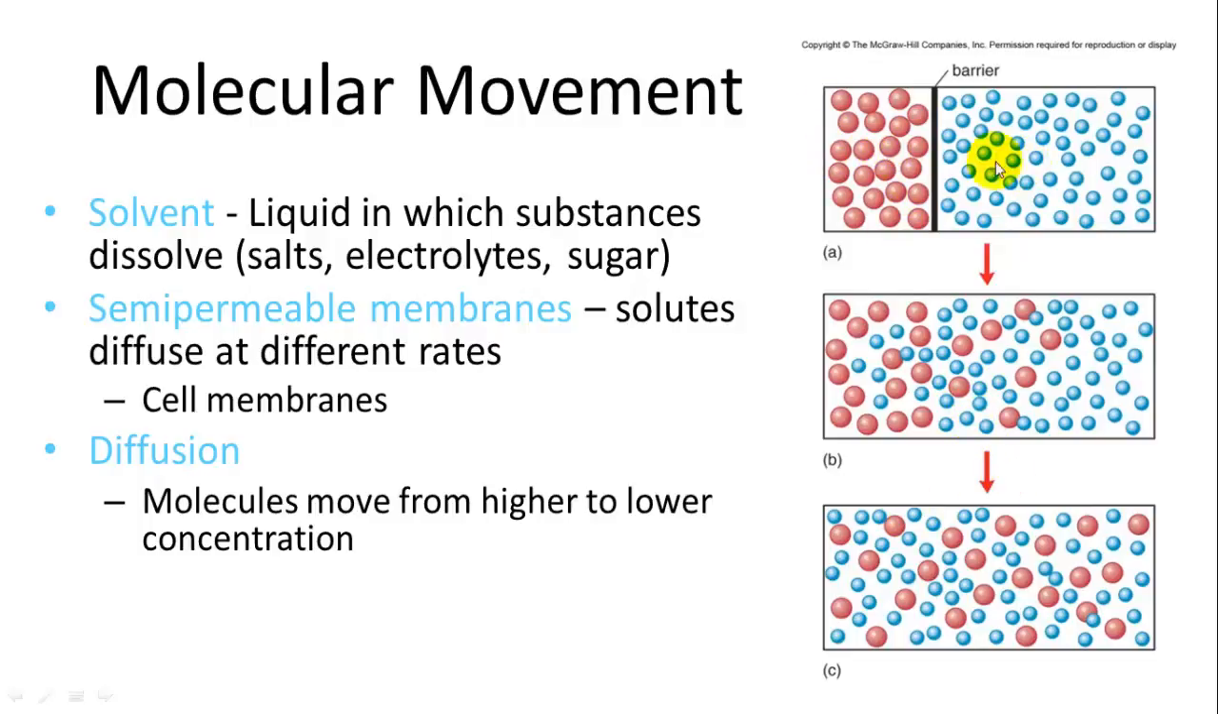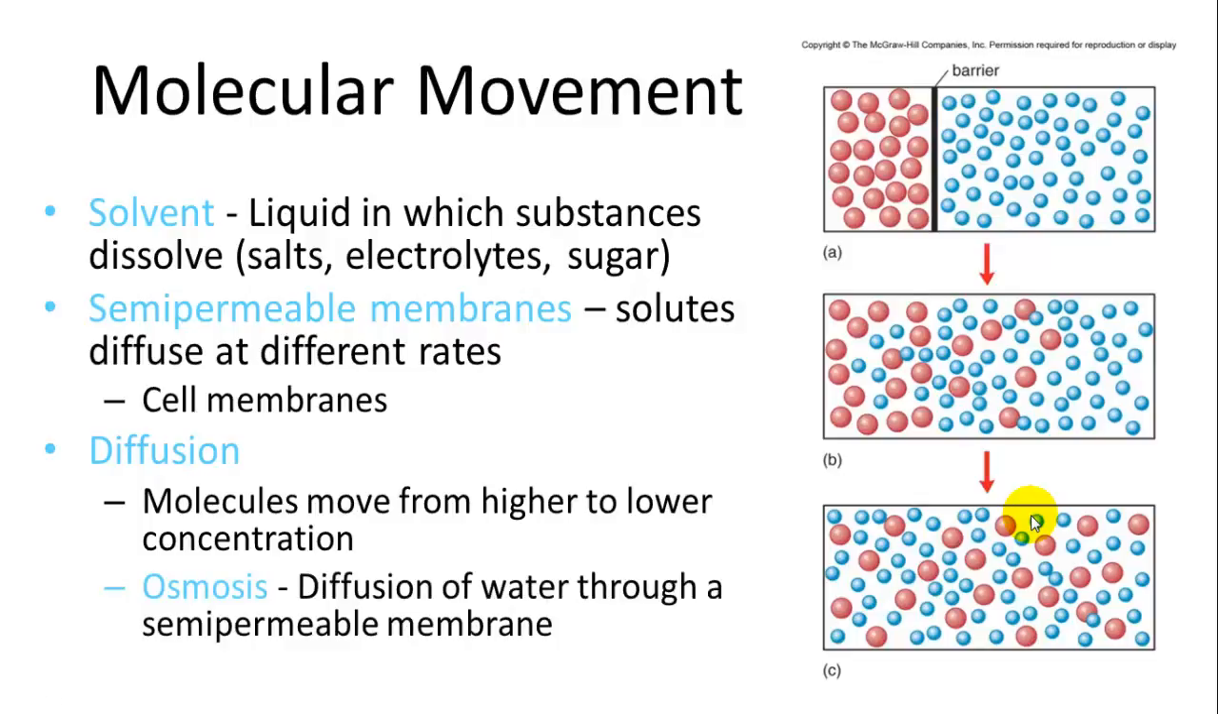Here we have two hypertonic solutions. One is hypertonic with red molecules, one is hypertonic with blue molecules, and then they're going to even out until they are all isotonic, meaning they have the same amount of solutes in each solvent. Osmosis then is the diffusion of water through a semi-permeable membrane, and again is based on evening out these molecules to where they're all evenly dispersed.